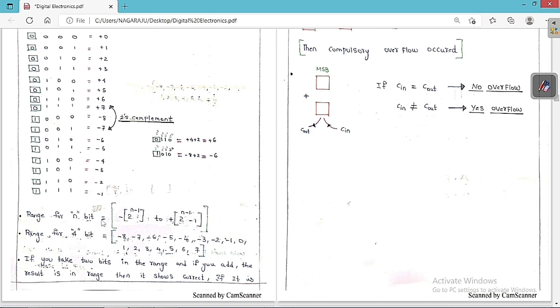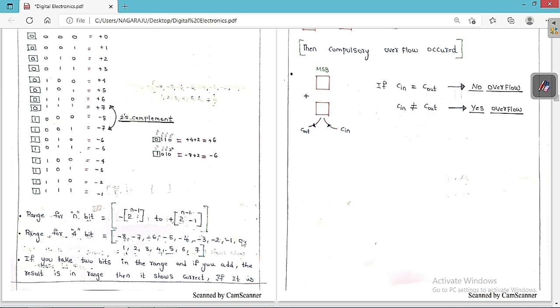So if you substitute n is equal to 4, you are going to get 2 to the power of 3, which is nothing but 8. So -8 to +7 we are going to get. So the range for 4 bits is -8, -7, -6, -5, -4, -3, -2, -1, 0, 1, 2, 3, 4, 5, 6, 7. This is the concept that we always have to understand. So 0 has only one representation.